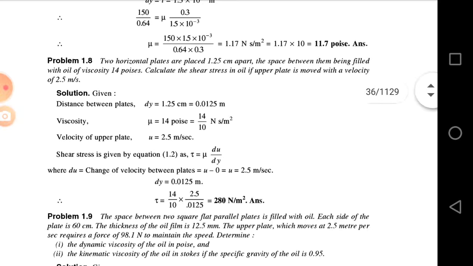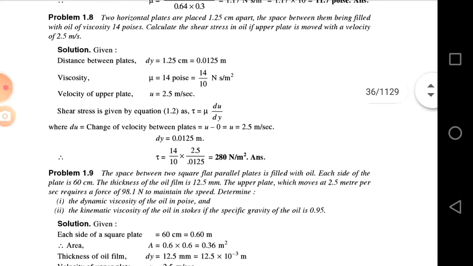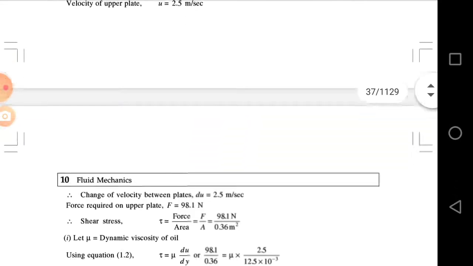Shear stress is given by the expression tau is equal to mu du by dy. du is 2.5 meter per second, dy 0.0125 meter. Therefore, shear stress is 280 Newton per meter square. Then another simple problem.